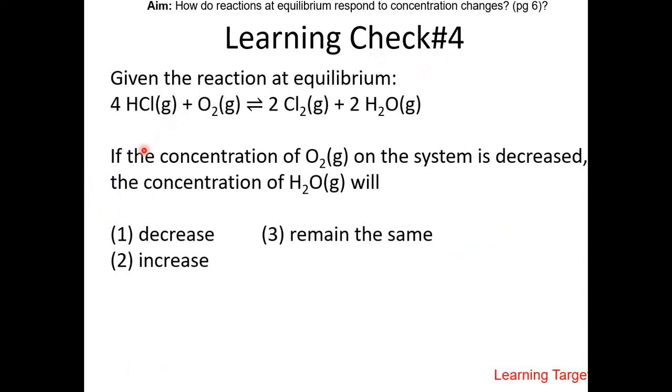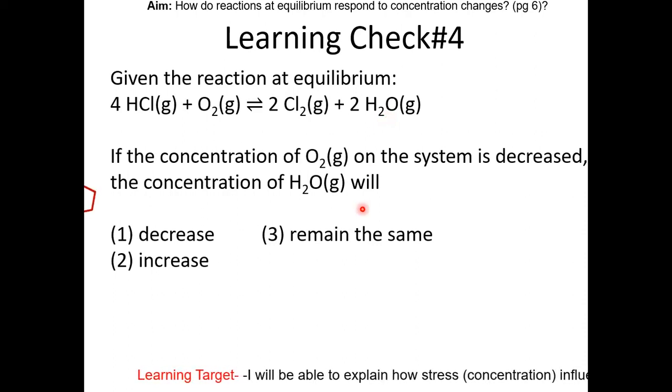Learning check number 4. If the concentration of O2 in the system is decreased, the concentration of H2O would do what? Pause the video and resume once completed. From the previous learning check, when O2 decreases in the system, it shifts towards the left side, which is the reactant side. Since H2O is on the product side, it will decrease.